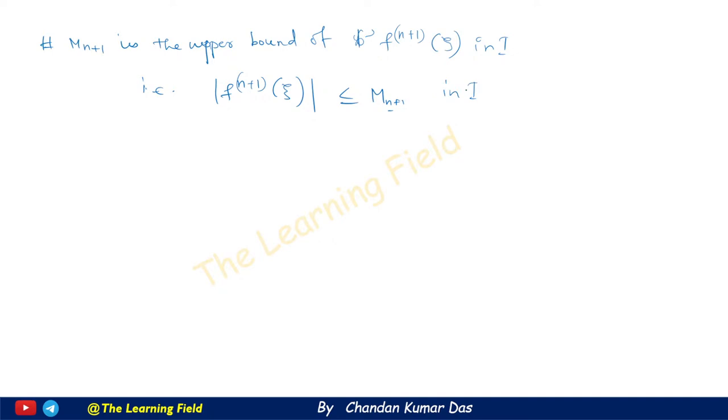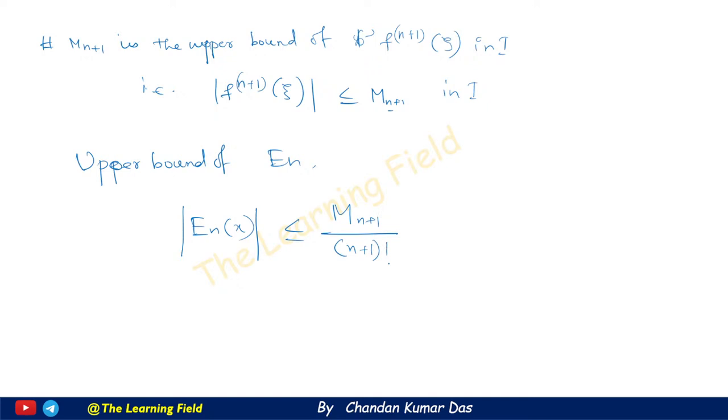then the upper bound of the error is: the modulus of En(x) is less than or equal to M_(n+1), this is just the suffix, divided by (n plus 1) factorial, into the modulus of w(x), and we already know what is w(x). Okay, this is a formula: the upper bound of the error is this one.